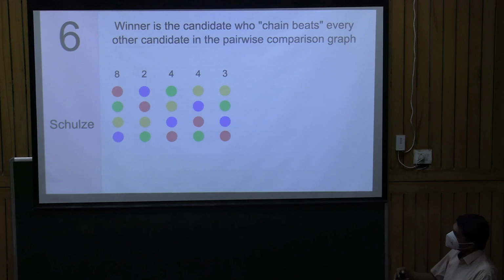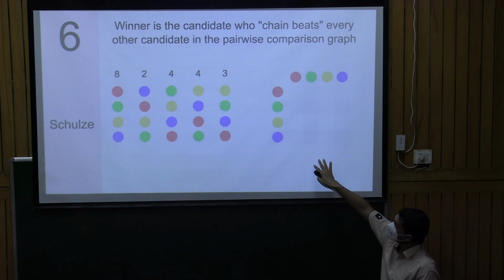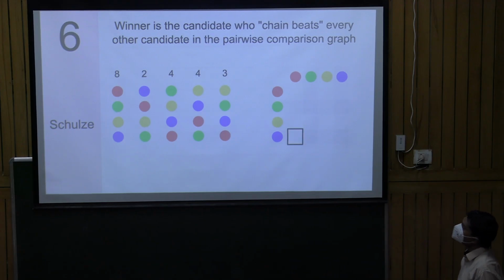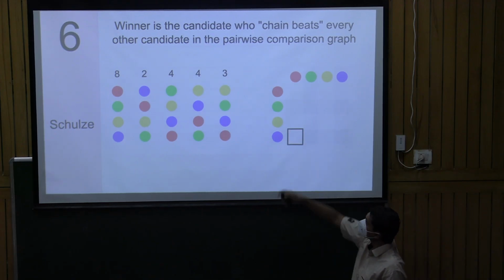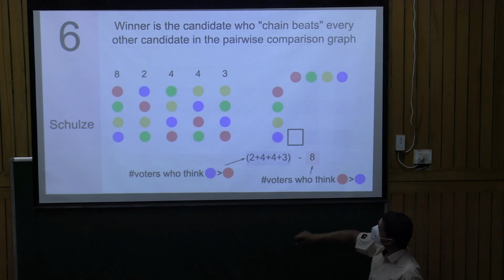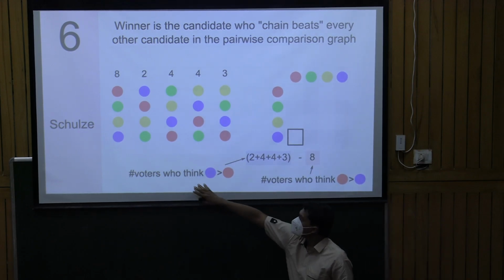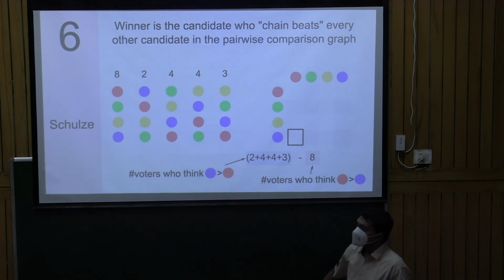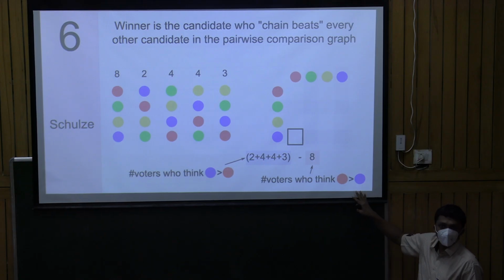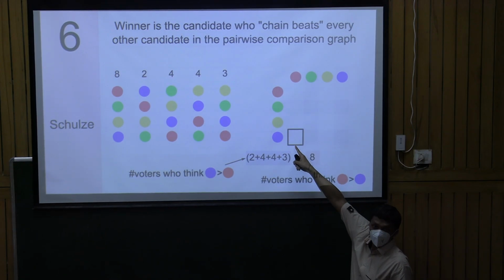In order to execute the Schulze rule, I'm first going to draw a matrix whose rows and columns are the candidates. It's a square matrix, and any entry of this matrix, say the blue row and the red column entry, is going to be the number of voters who prefer blue over red minus the number of voters who prefer red over blue. That's going to be the number that goes here.